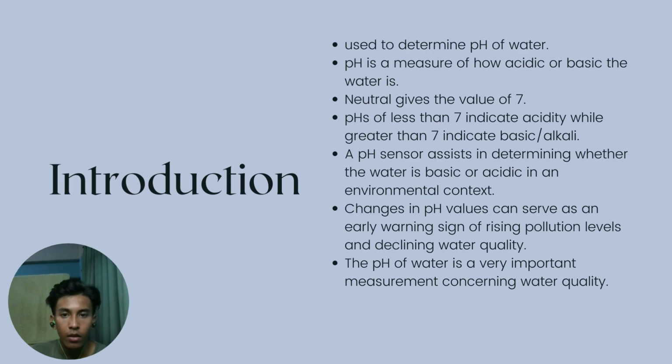A pH sensor assists in determining whether the water is basic or acidic in an environmental context. The changes in pH values can serve as an early warning sign of rising pollution levels and declining water quality. So this will help us to see if the water is good or polluted, so we can prepare a solution to overcome the problem early.